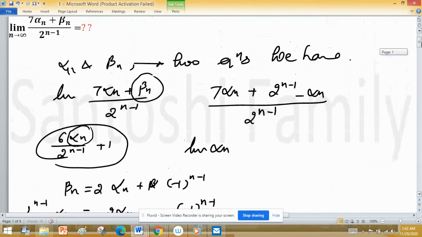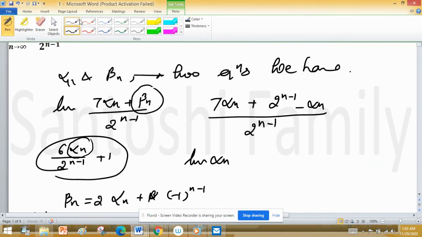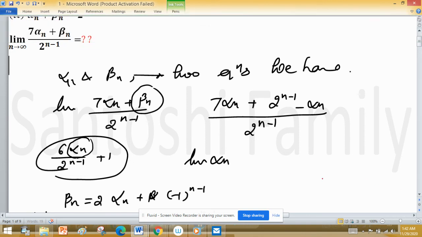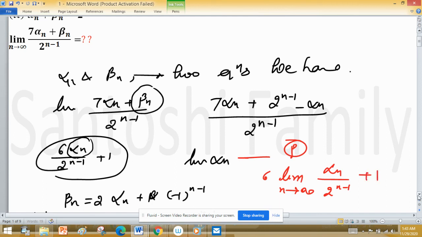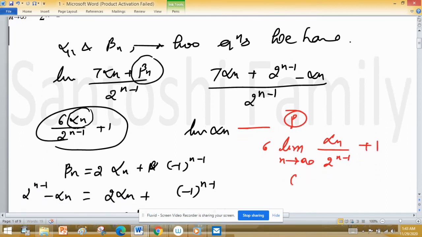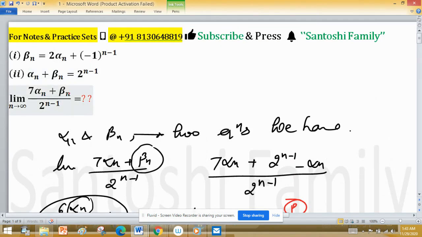Now use this in the 6 times limit n tends to infinity alpha n divided by 2 raised to the power n minus 1 plus 1, and this limit is 1 upon 3, so 6 times 1 upon 3 plus 1, and this is equal to 2 plus 1, which is 3. So the limit of 7 alpha n plus beta n divided by 2 raised to the power n minus 1 is 3.